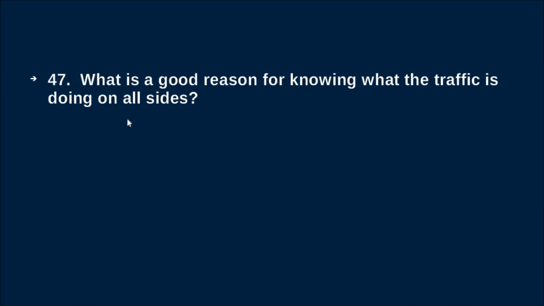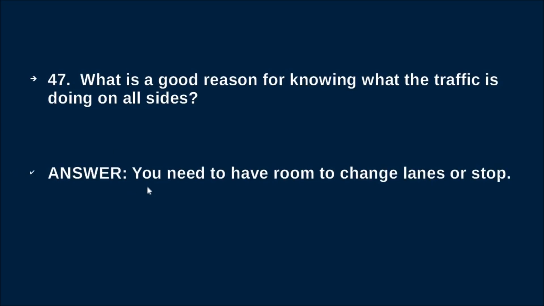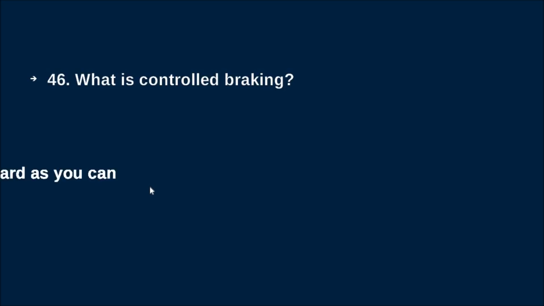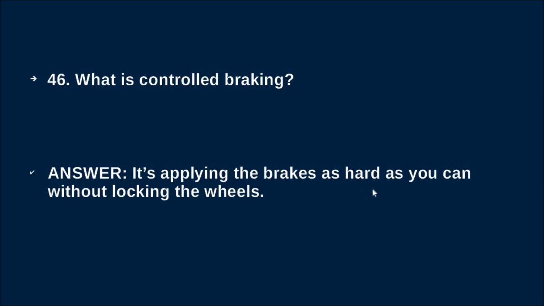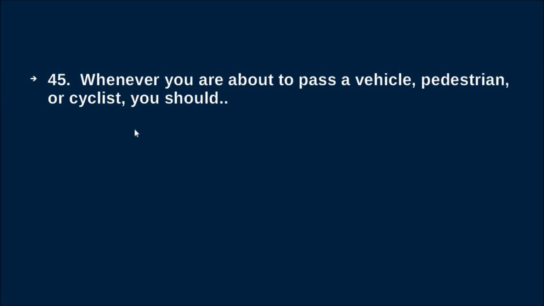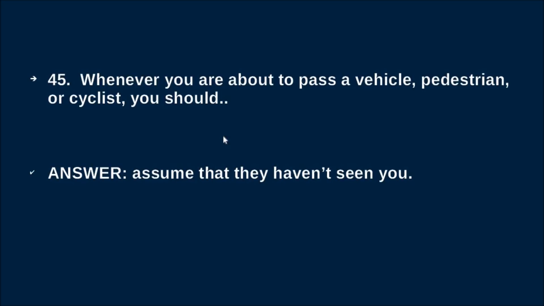What is a good reason for knowing what traffic is doing on all sides? You need to have room to change lanes or stop. What is controlled braking? It's applying the brakes as hard as you can without locking the wheels. Whenever you are about to pass a vehicle, pedestrian, or cyclist, you should assume that they haven't seen you.